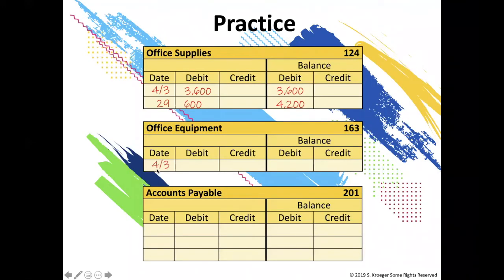The date is the 3rd. It was a debit of $8,000, so my balance is now $8,000. That was a pretty easy one. Now let's move on to accounts payable. This is the first liability account. We have 3 entries. Let's look through our journal to try to find these 3 entries.